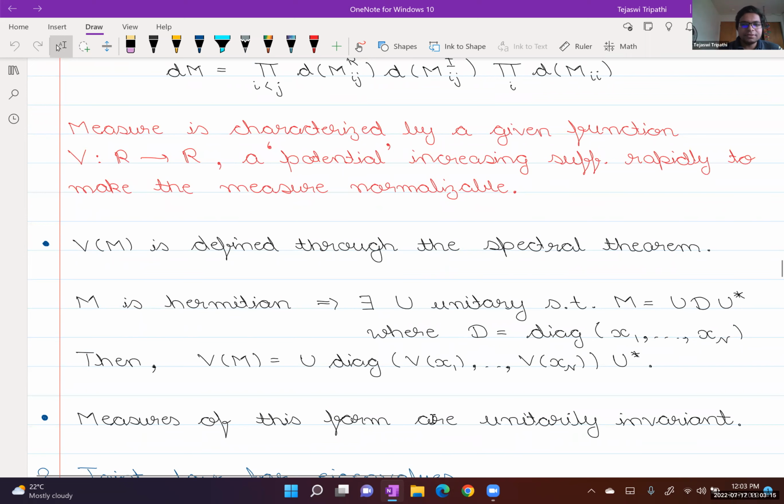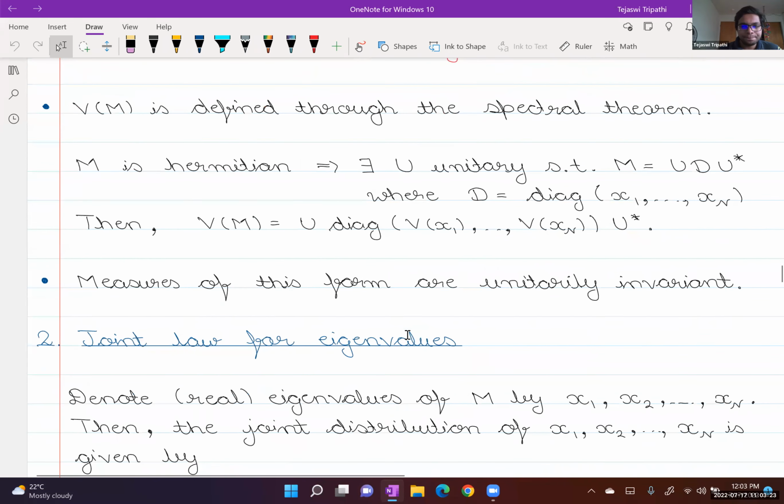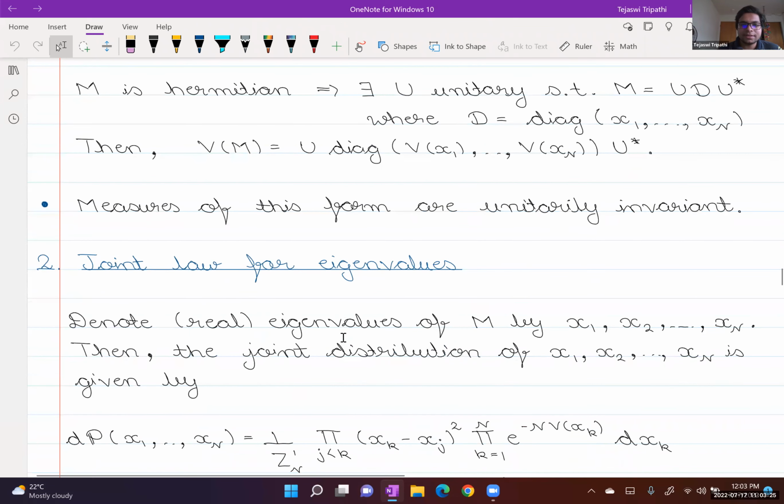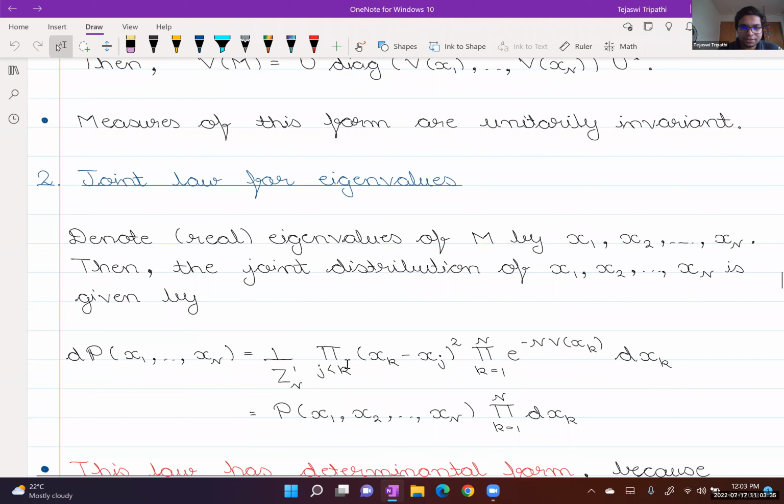Okay, so this is the definition. What do we do with a random matrix? We try to study its eigenvalues. Since M is Hermitian, we know that eigenvalues are real, which are x1, x2, ..., xn. Then one can show that the joint distribution is given by this: 1 over Zn prime, this is nothing but the Vandermonde determinant squared, and this is the product of e to the minus n V of xk dxk.